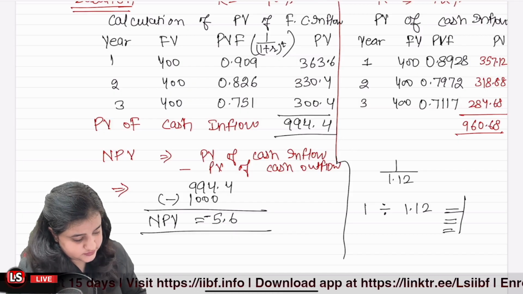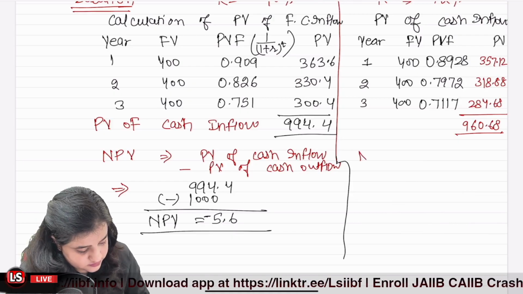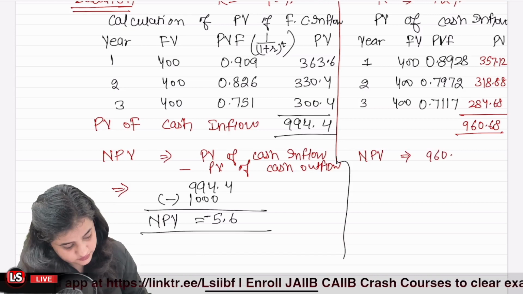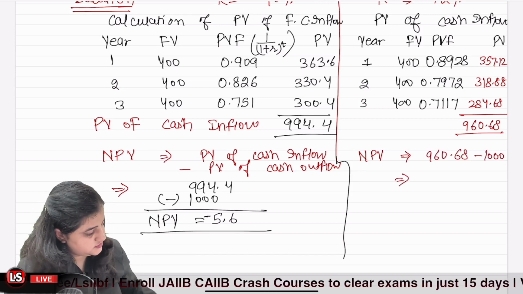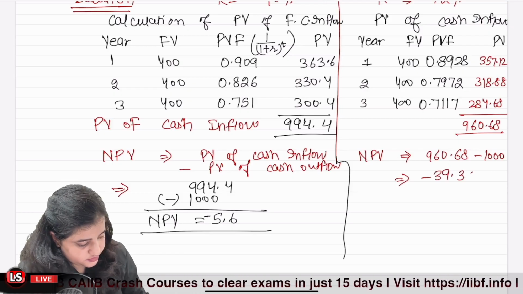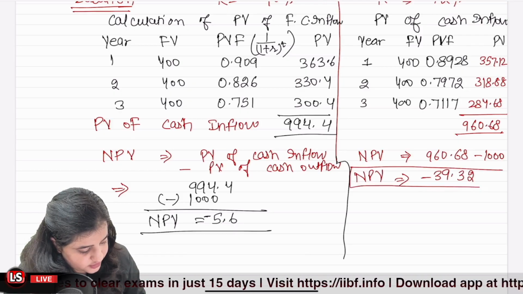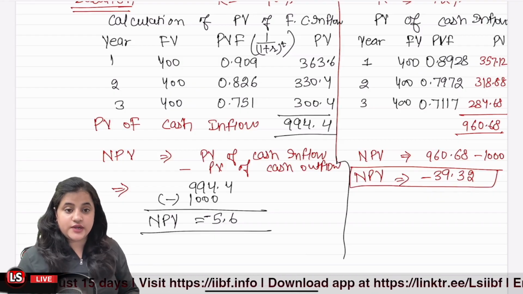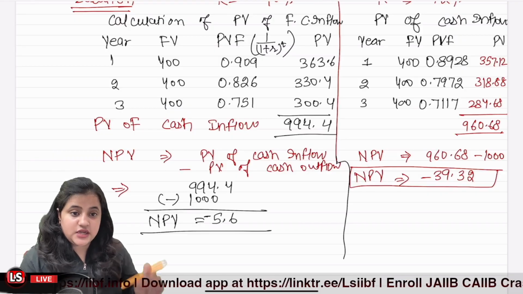And in this case, my NPV will be PV of cash inflow minus PV of cash outflow. It is minus 39.32. So now I have two NPVs at two different rates. Both of them are not equal to 0. But I need the rate at which my NPV will be 0.